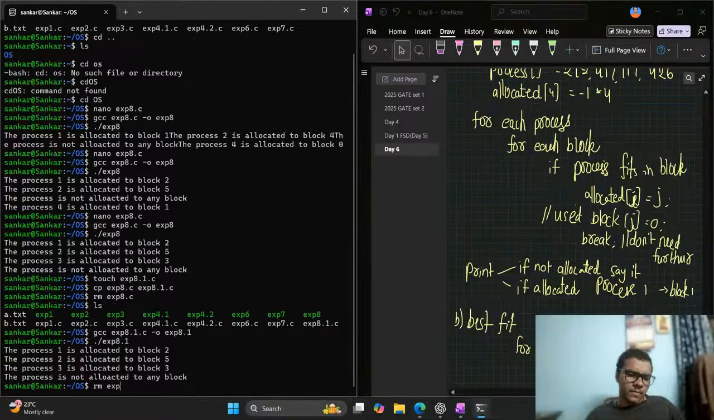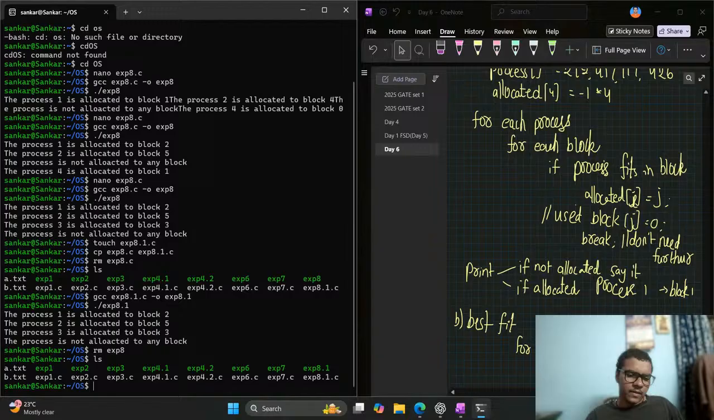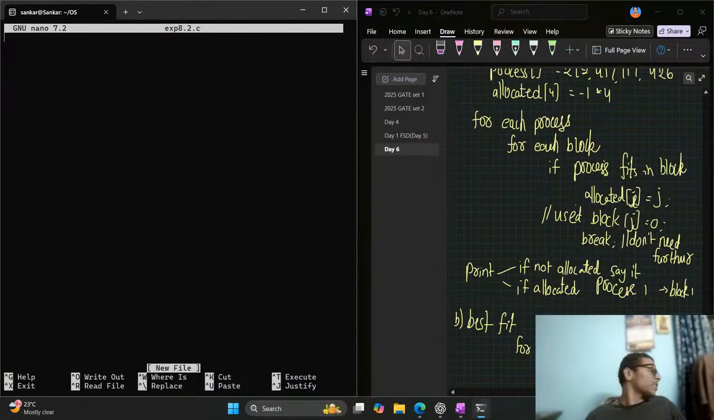And RM experiment 8, LS. Nice, right? Everything's matched up perfectly. And nano experiment 8.2.c. Okay.